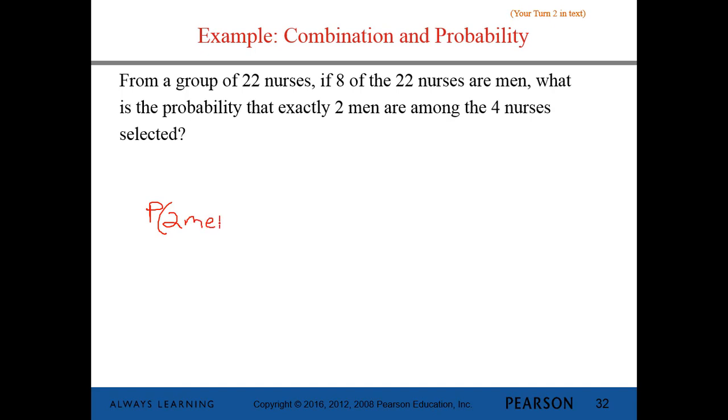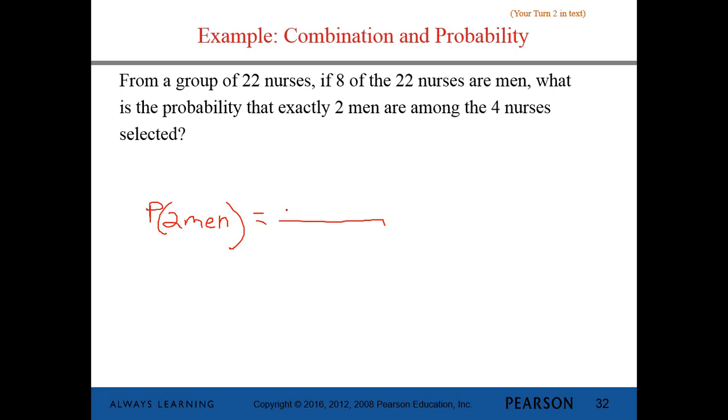Okay. Well, order does not matter in this case. All we care about is whether there are exactly 2 men in the 4 people selected at the end. So now what we're going to do involves combinations. We need to choose 4 nurses, and 2 of them have to be men.